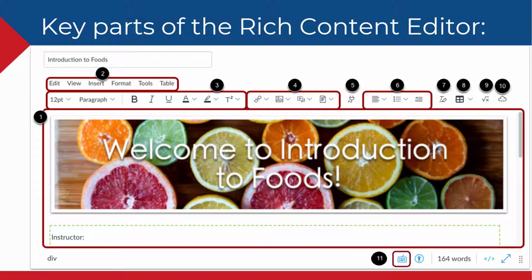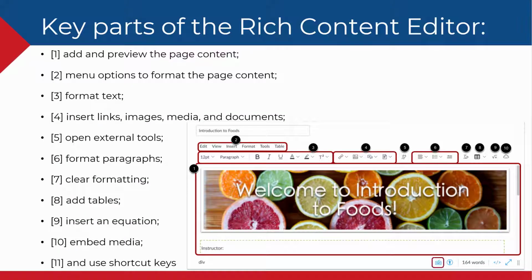The first thing you'll notice is that the Rich Content Editor looks a lot like a Word document. There's a text or content box, and above it are the menu and toolbar. There are sections for editing text, adding media like images, videos, website links, files, and apps, whether they're saved in your course files or you're adding them externally. There are tools for adding tables and equations as well. And below the content box are the shortcut keys, the accessibility tool, and the HTML embedding tool.